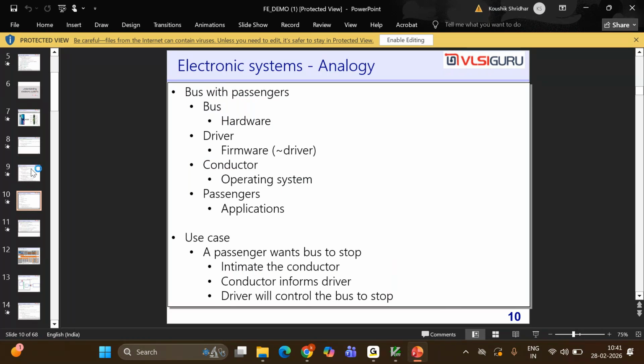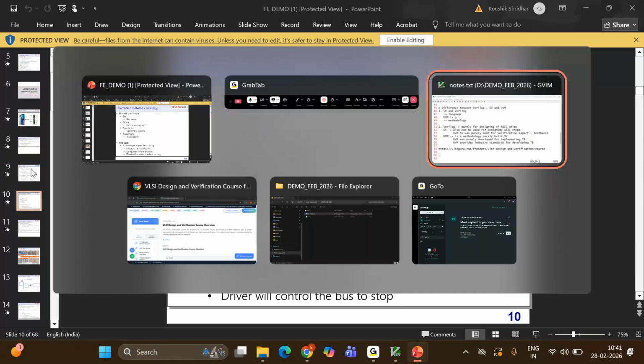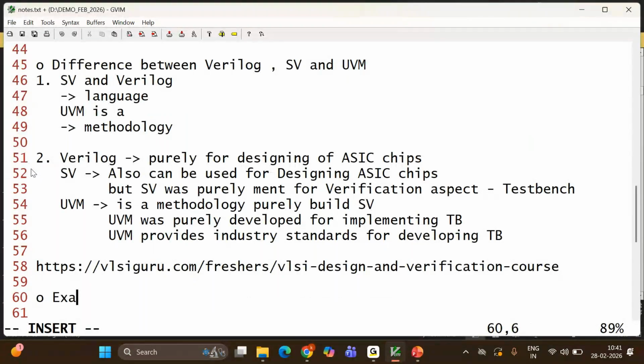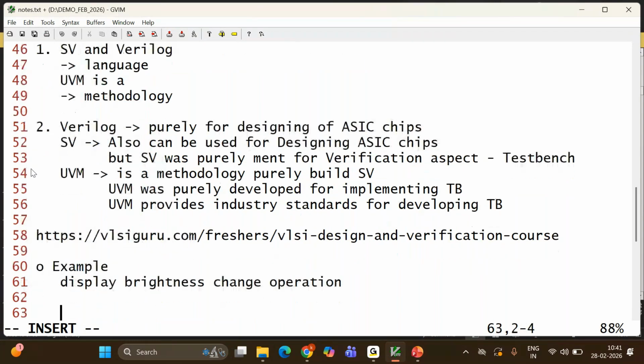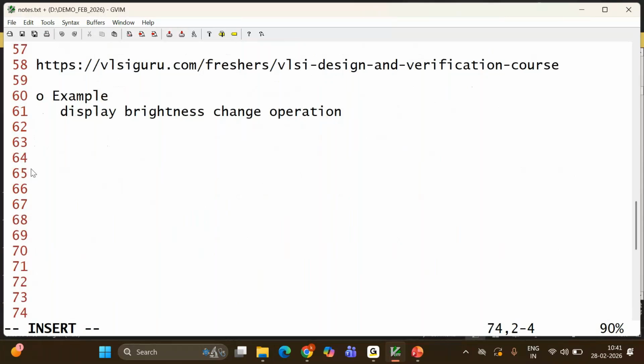An example for that is, consider the display brightness change operation, which every one of you has done on your mobile phone. Do you agree? On your mobile phone or laptop, we have changed the display brightness, right? Let's take an example of changing from 100% to 50%. You would have done this operation, yes or no? What will you do?